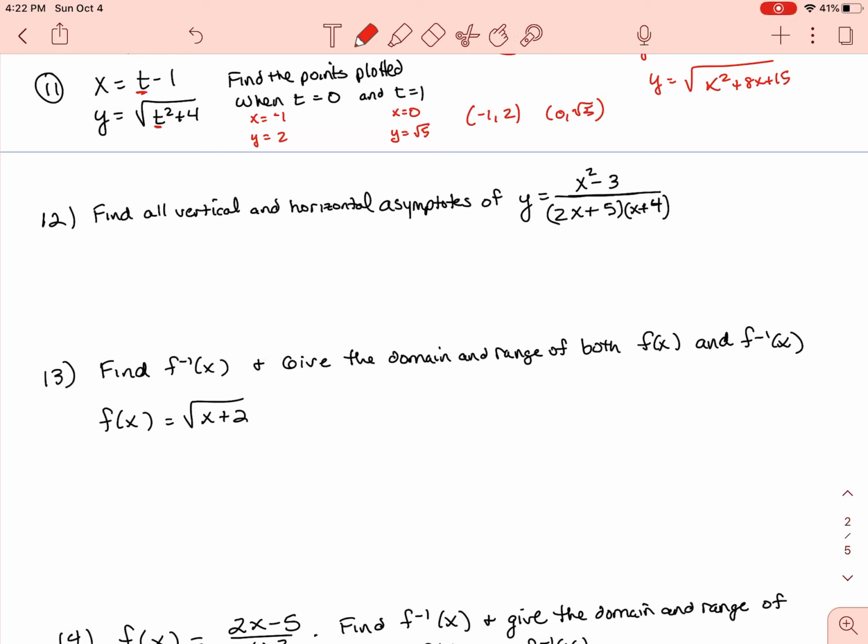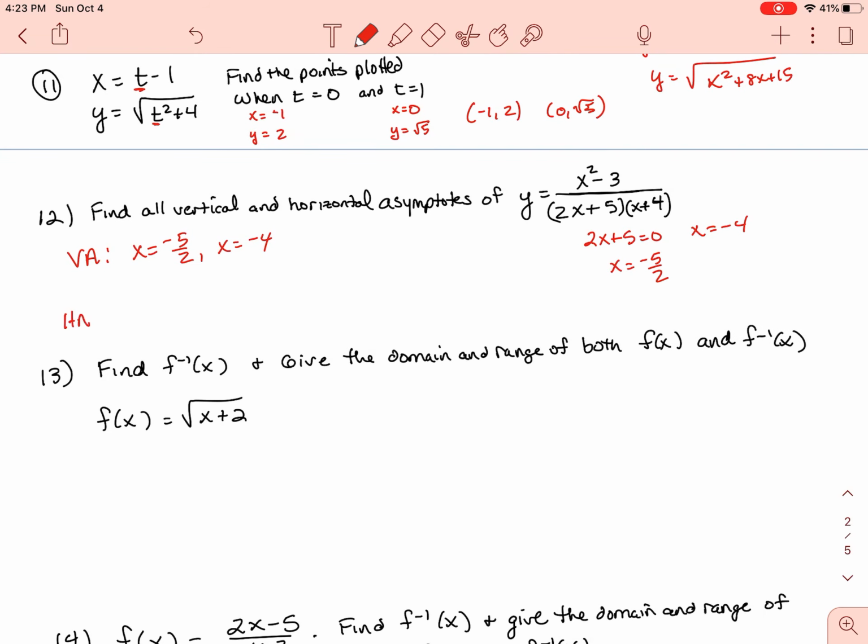In number 12, we want to find all the vertical and horizontal asymptotes of this function. So first of all, the vertical asymptotes are going to be when the denominator equals 0 and the numerator does not. And here we're going to say 2x plus 5 equals 0 means x will be negative 5 halves, and that does not make the numerator 0. The square root of 3 or negative square root of 3 would, so that's not going to come into play in this problem. And then x equals negative 4. So vertical asymptotes will be x equals negative 5 halves and x equals negative 4.